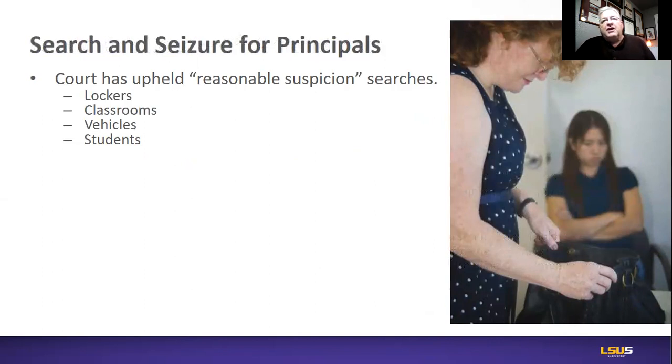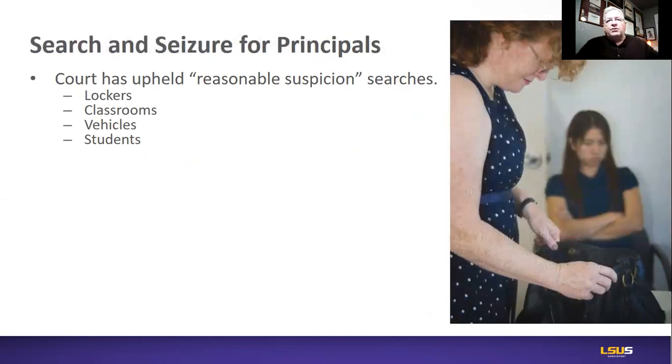So if a student came to you and said that Jimmy had illegal drugs in his locker, would that be sufficient to meet the reasonable suspicion standard? Absolutely. A student coming in informing, or a parent or another teacher, those happen a lot, and those become the primary basis for reasonable suspicion.